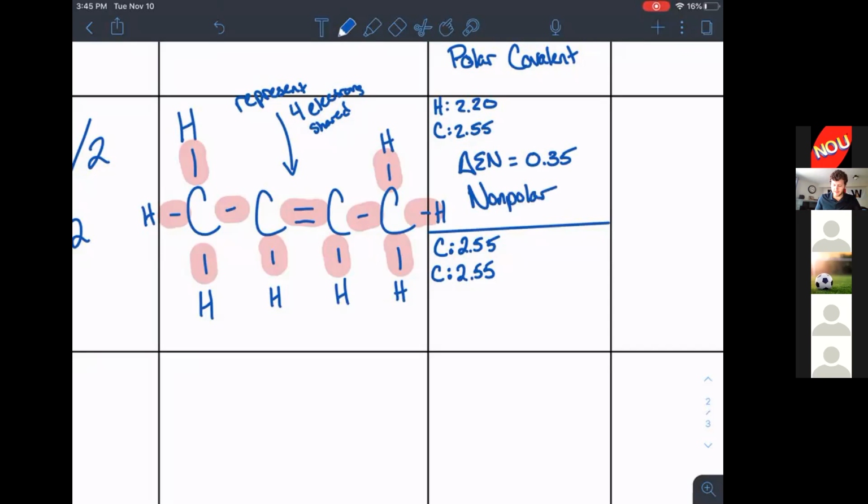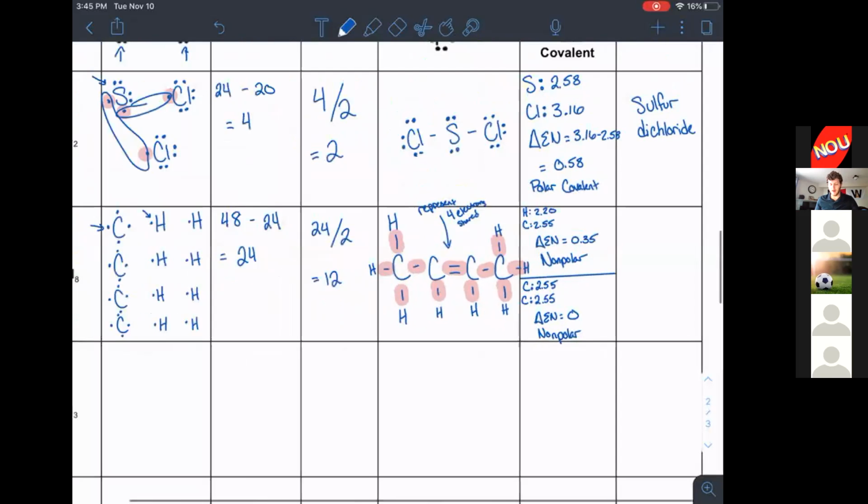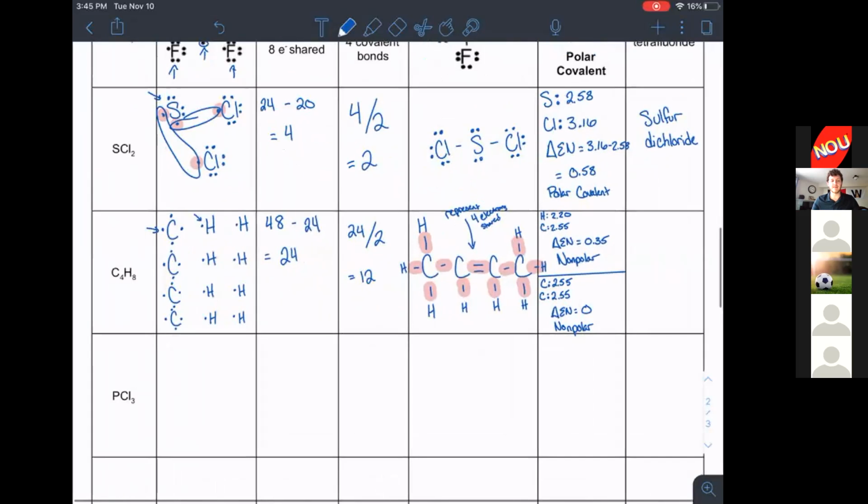And then what about this one down here? Equals 0. Which means is this polar or non-polar? Non-polar as well. Perfect. All right. And then we have one last step. We need to name that compound.